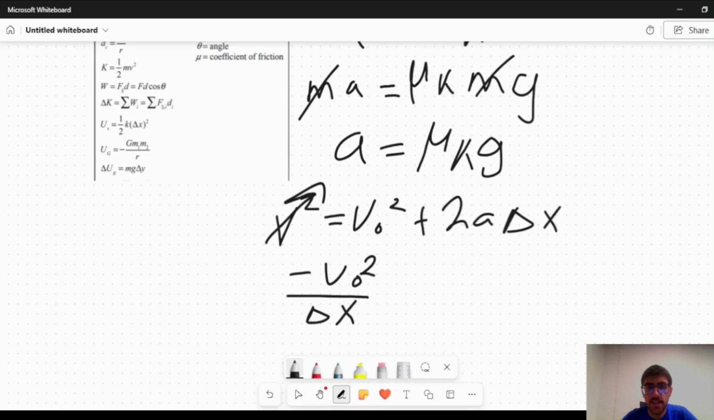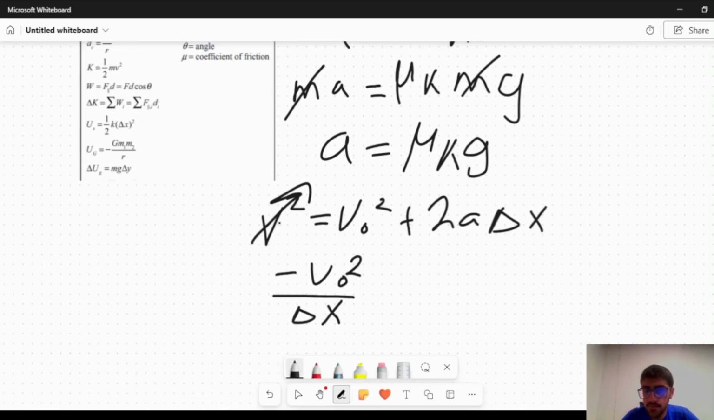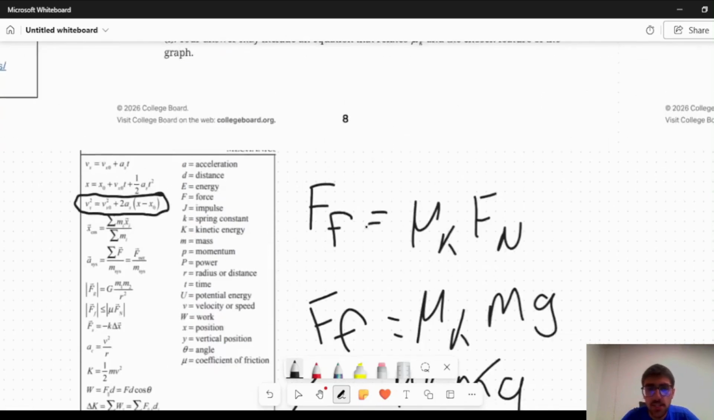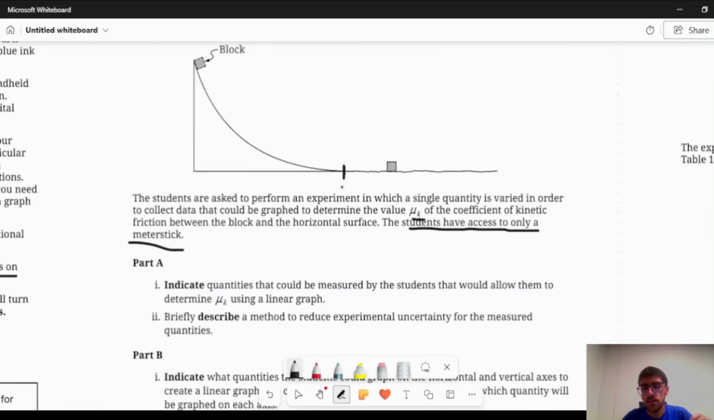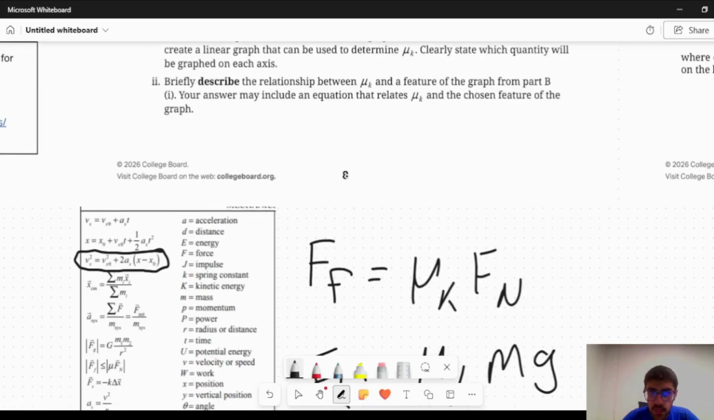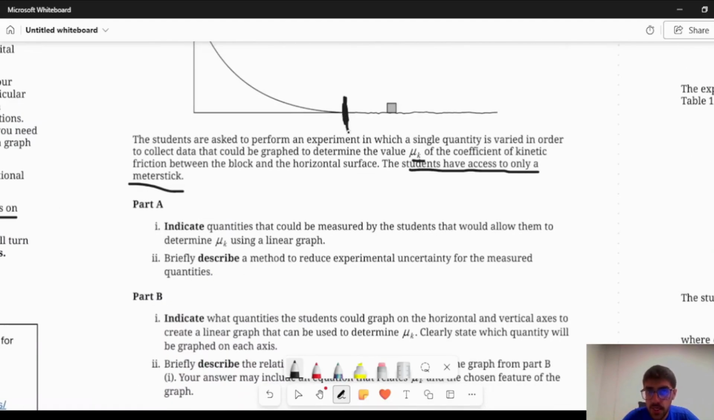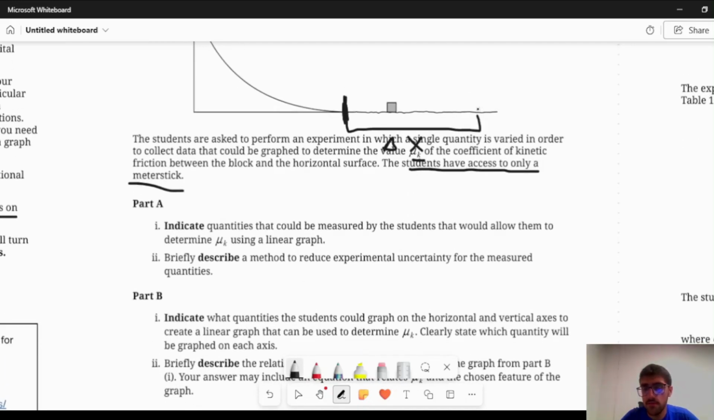The change in x, since we said that v final is 0, I'm going to say that v initial is the velocity as soon as it enters the horizontal path. So that means the change in x is going to be the distance until the block stops. V final is 0 because that's when it stops. V initial is going to be right here, so v initial and then v0.